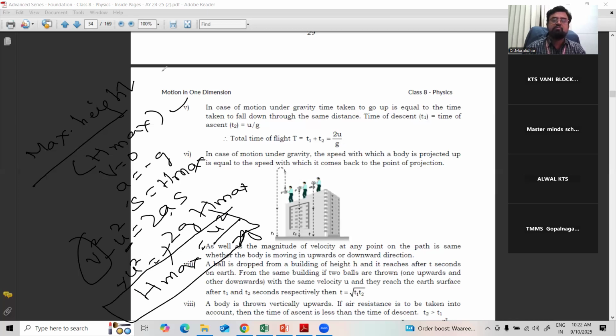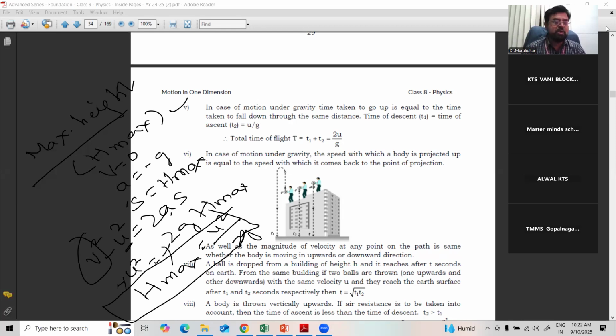If you are asked to find, when you throw with a velocity of 10 meter per second, what is the maximum height reached? In place of u, I write 10. u square is 10 square, 100, by 2 into g value, which is 10 or 9.8, you can take anything. 2 into 10 is 20. 100 by 20 is 5 meters. It means if you are throwing with a velocity of 10 meter per second, the body will go to the highest point of 5 meters. After that, it will come back again.